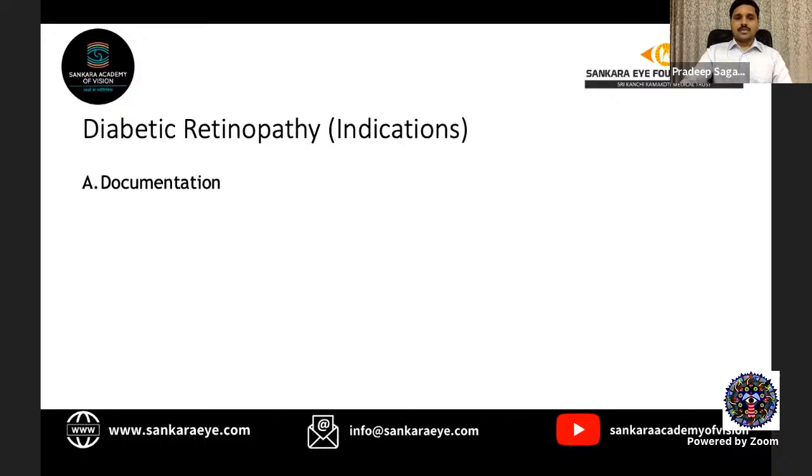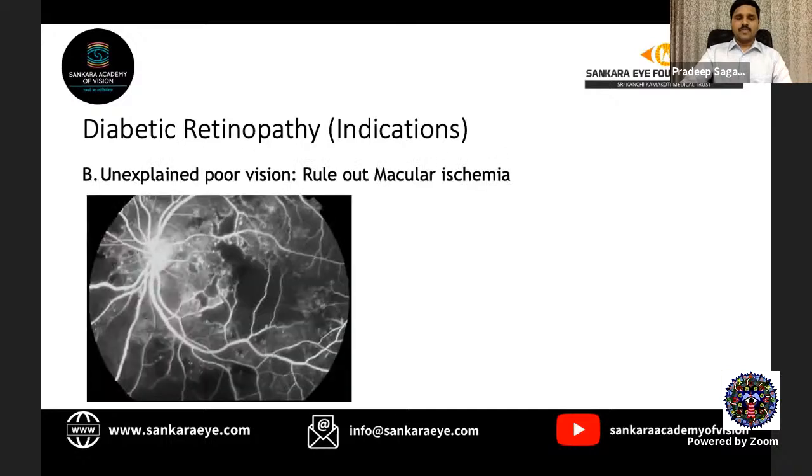We can consider doing fluorescein angiography for establishing the exact stage of the disease at first visit. That's for the documentation purpose. So the other indication is in a patient with unexplained poor vision, in a patient with diabetic retinopathy, we may consider doing fluorescein angiography to rule out macular ischemia.